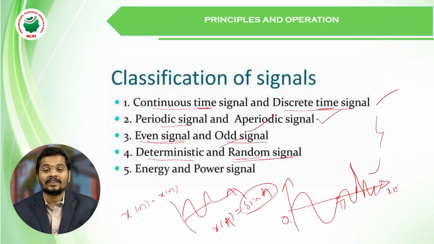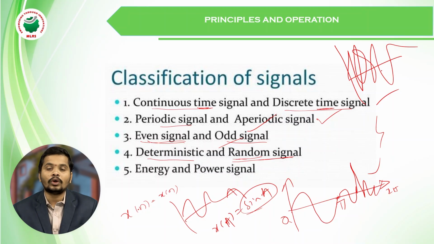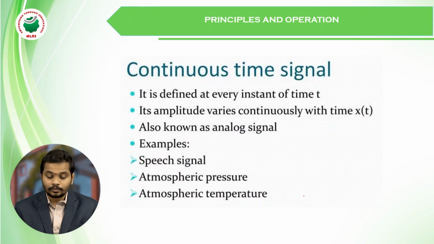If it is not represented by mathematical notation, suppose I have a Gaussian noise like this. This is a signal, but you can't predict it and you cannot write a formula for it. That type of signal is a random signal, a non-deterministic signal. Energy and power signals: depending upon the energy and power of a signal, we can tell whether it is an energy signal or a power signal. Others can be called neither energy nor power signals. We will see different examples for these classifications of signals.